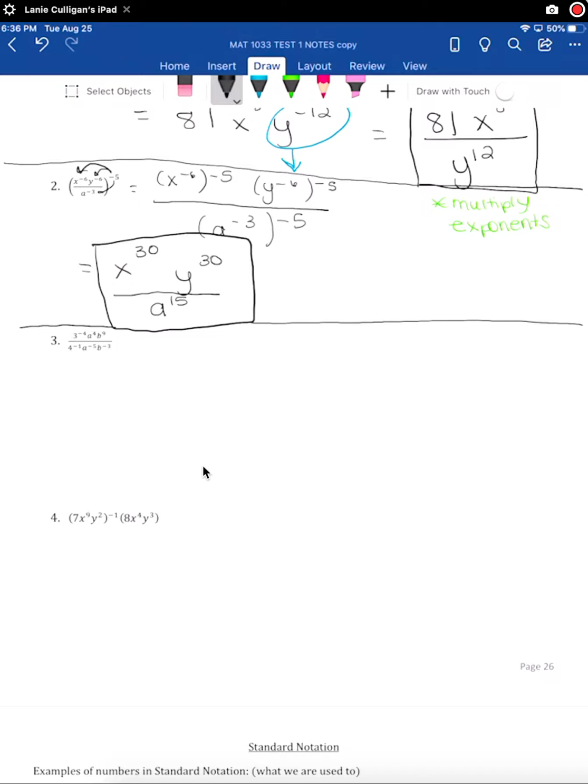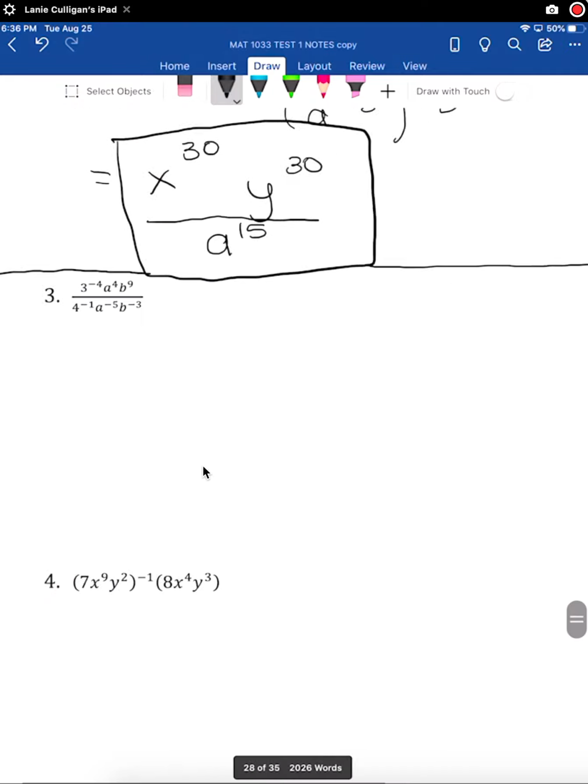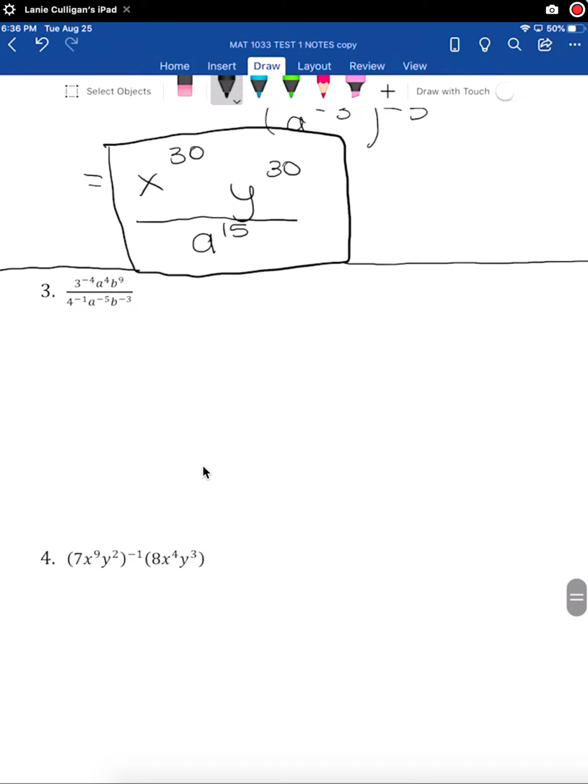In order to make negative exponents positive, we are going to flip them across the fraction bar. So this 3 to the negative 4th power, to make it positive, it's up top, so it's going to flip down to the bottom. Likewise, this a to the negative 1st power is going to flip to the top to become positive. This a to the negative 5th power, it's going to go to the top to become positive. This b to the negative 3rd power, it's going to go to the top to become positive.